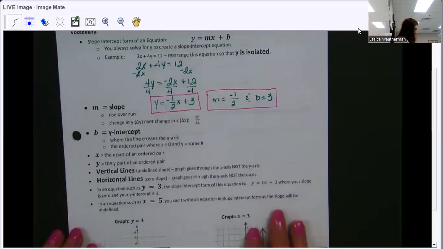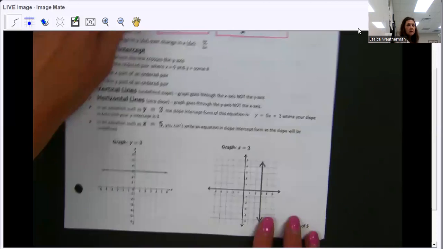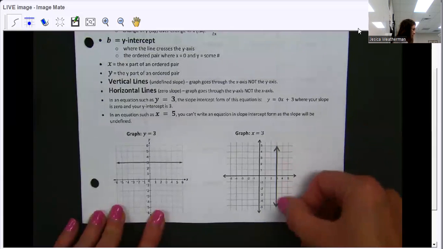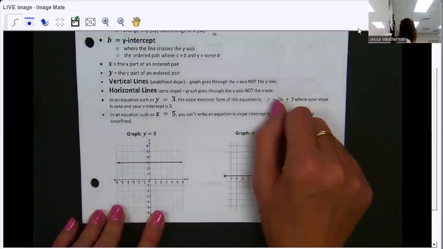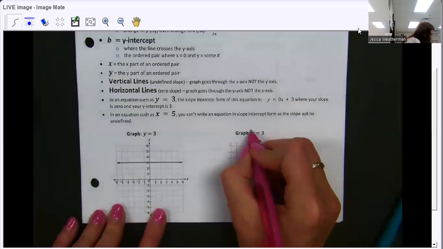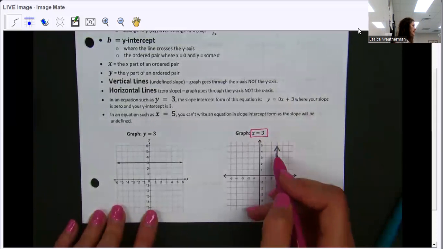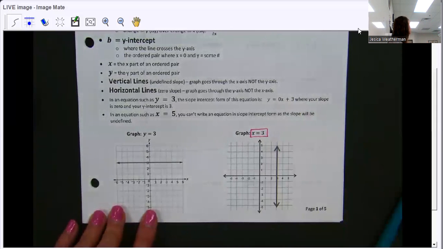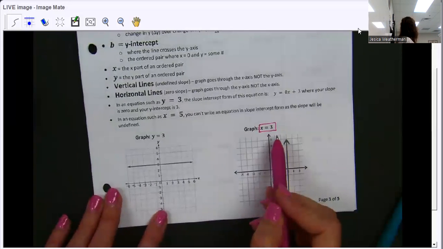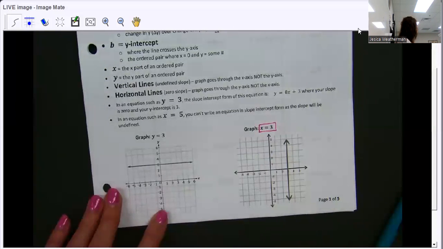Anytime you have a vertical line, remember we talked about zero slopes and undefined slopes. A vertical line right here has an undefined slope, and the equation is going to look like this: x equals 3. All that means is that you're going to plot a point on the x-axis at 3 and draw a vertical line straight through it. This is as far as you can go on the equation. There's nowhere else you could go except x equals 3.